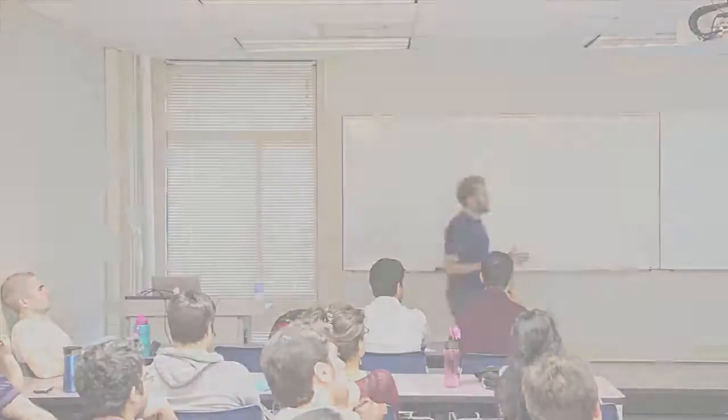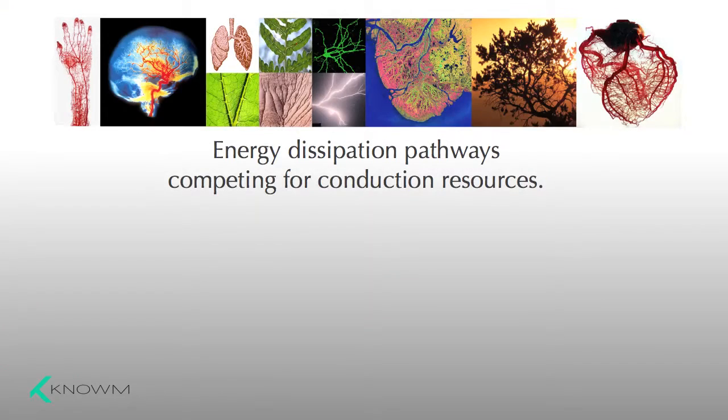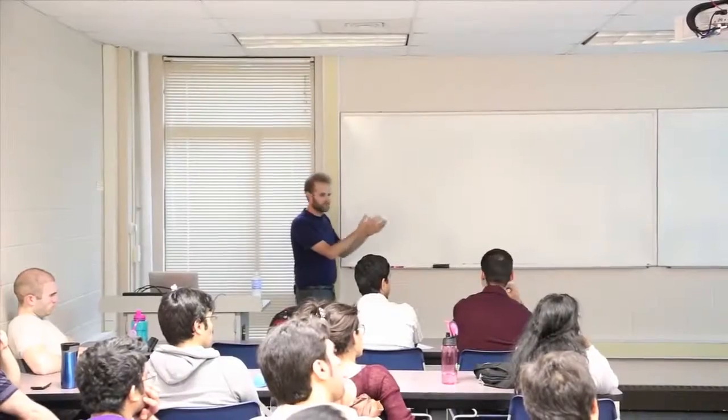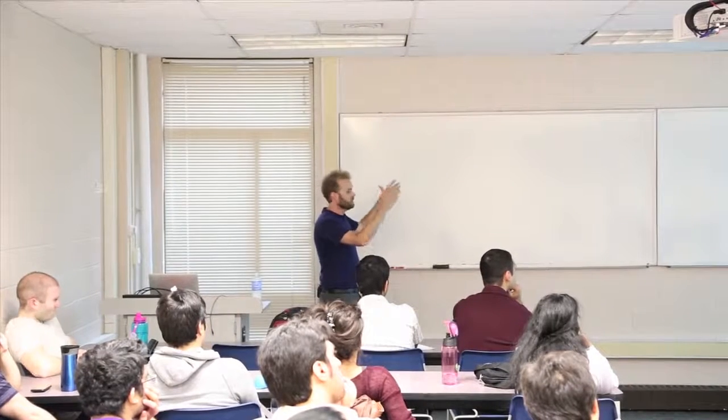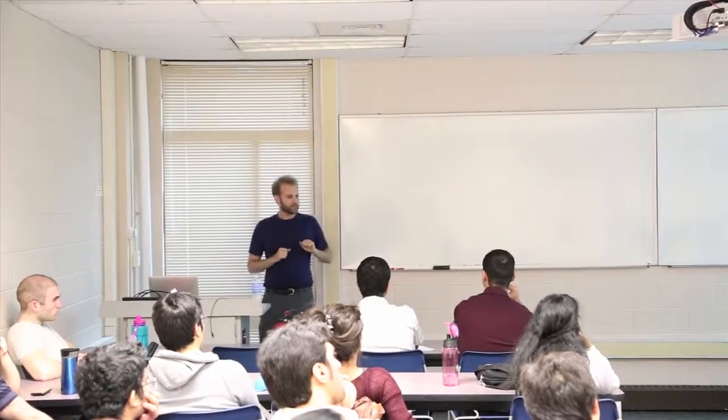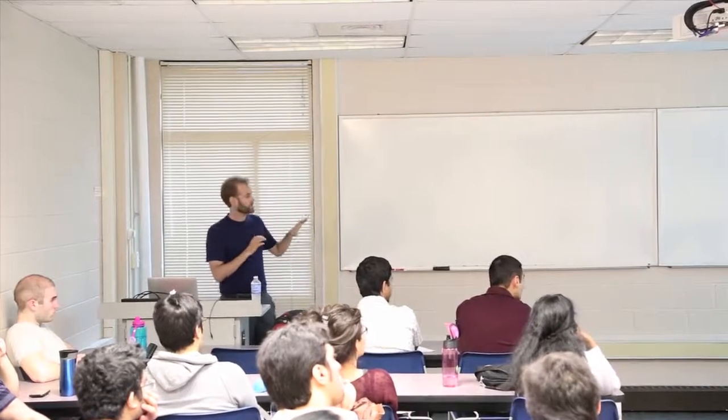Now you can build this building block, and I show this down here in a lot of different ways. Here's one way to do it, and it's a thermodynamic process. It's all about how this container adapts, or how the conduction resources are competed for via these dissipation pathways. So there's this building block that creates all of these things we see in nature, and I claim it's a universal adaptive building block. When you look at how it works, which I'll show you, it has this plasticity associated with it, which I call anti-Hebbian and Hebbian plasticity.